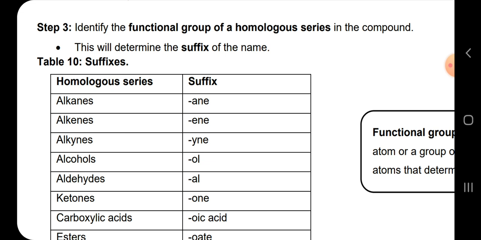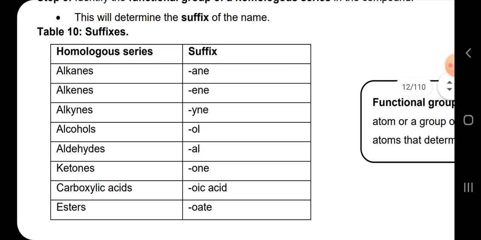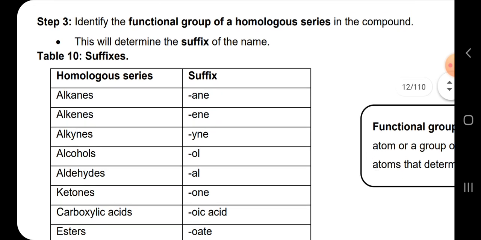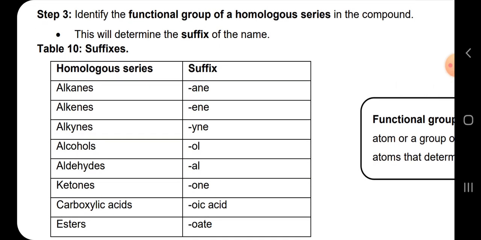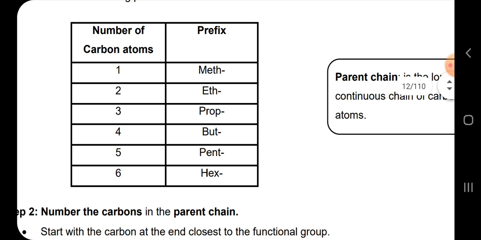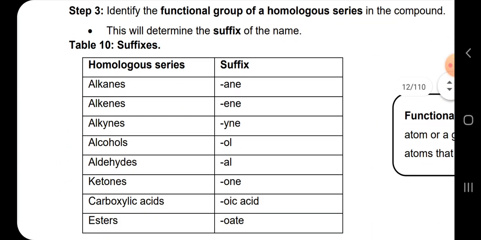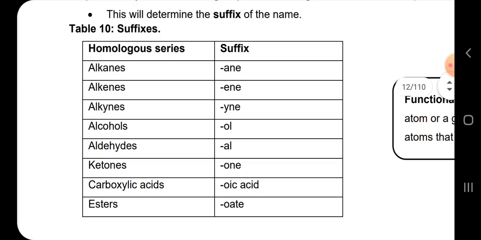If you are given a structure, you should be able to know if it's an alkane, alkene, alkyne, alcohol, aldehyde, ketone, carboxylic acid, or an ester. That's what you should know, so that you will know what the name of the structure will end with. That is the suffix, the end of the name. We did the prefix, what the name of that structure will start with, and the suffix is what the name of that homologous series or organic molecule will end with.